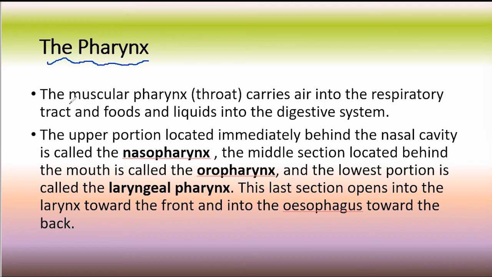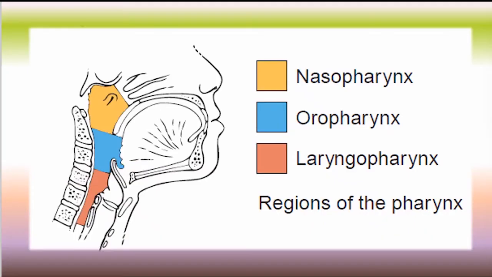Pharynx is a muscular kind of organ. It is the route for air passing through to the respiratory tract. It is also the route for food passing through to the digestive system. So we can see the picture here.